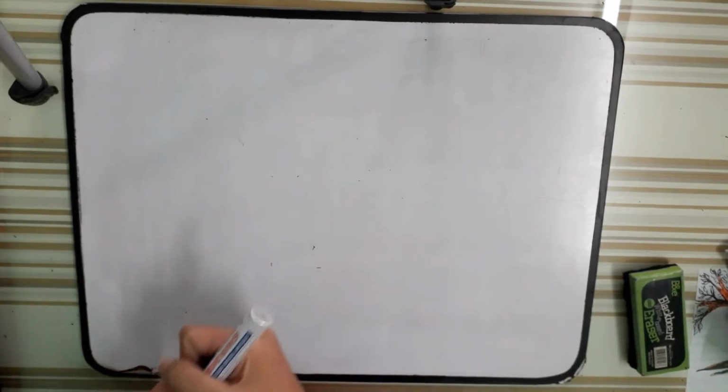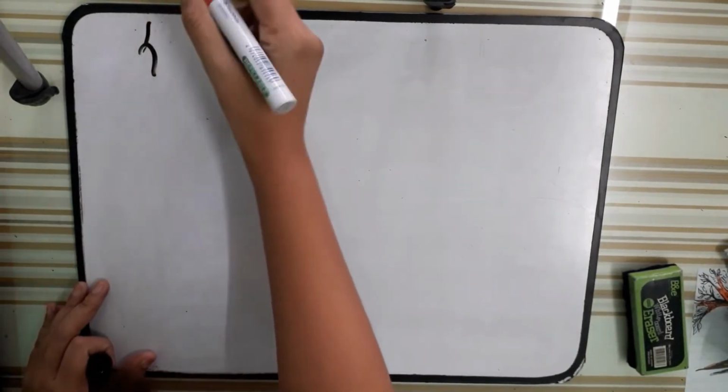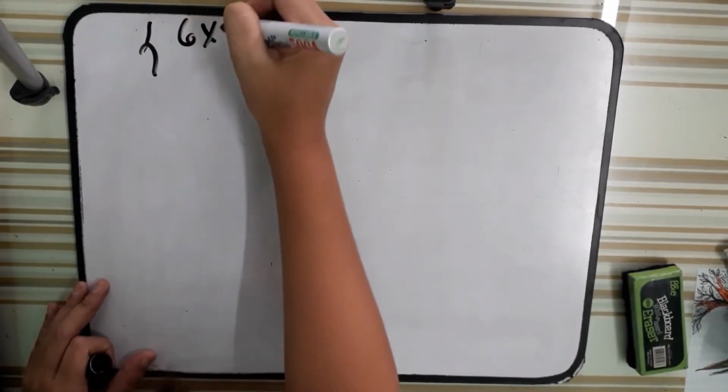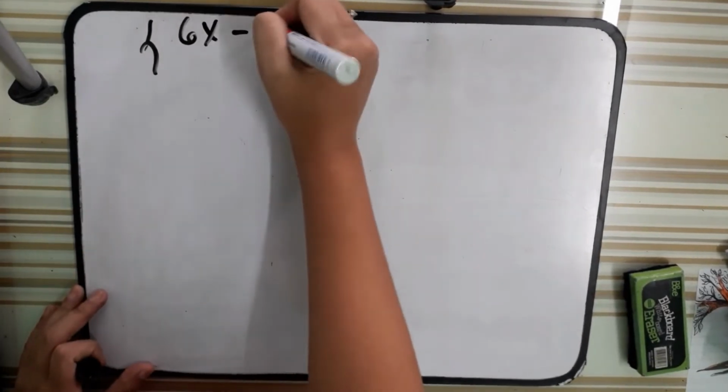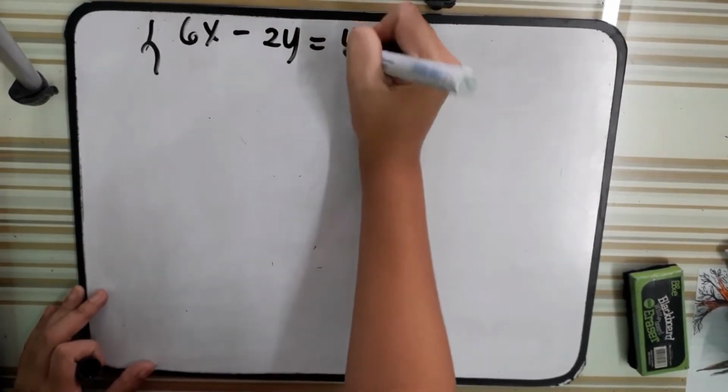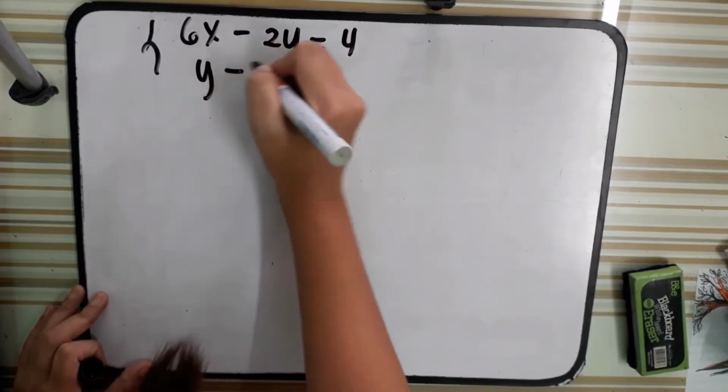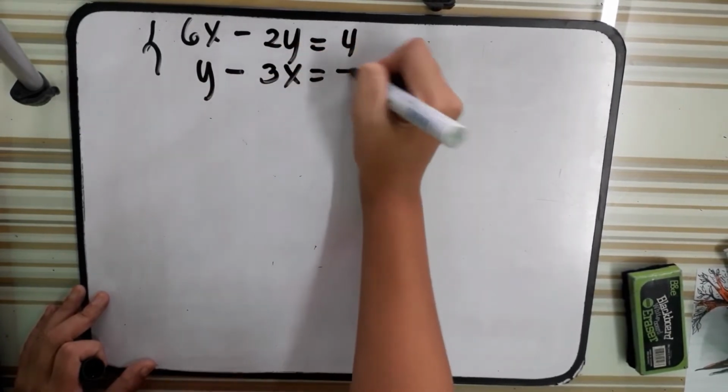Okay, for our example number 2, let's consider the system 6x minus 2y is equal to 4 and y minus 3x is equal to negative 5.